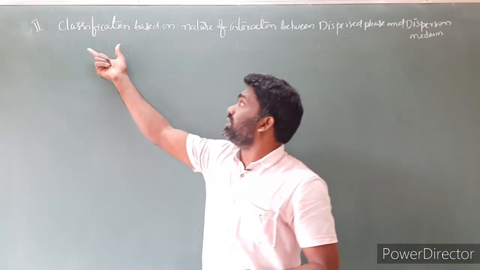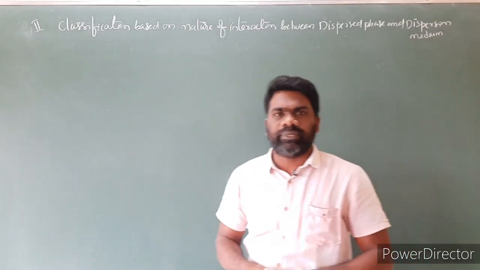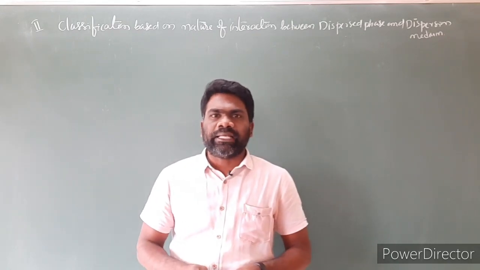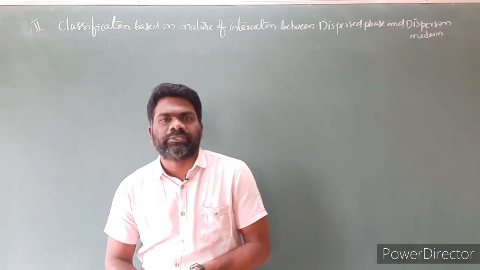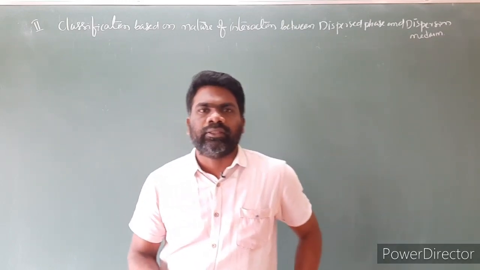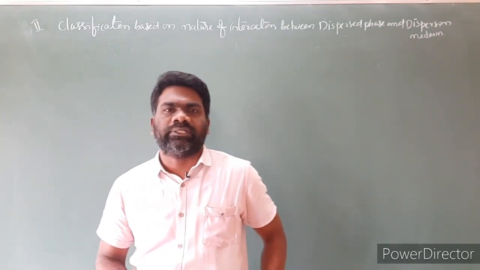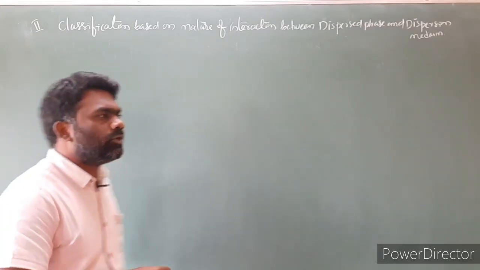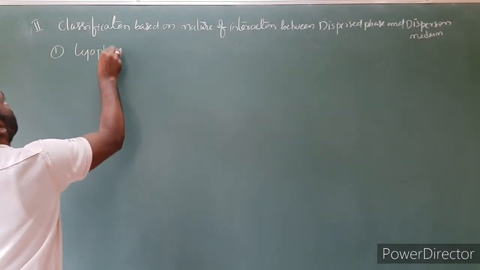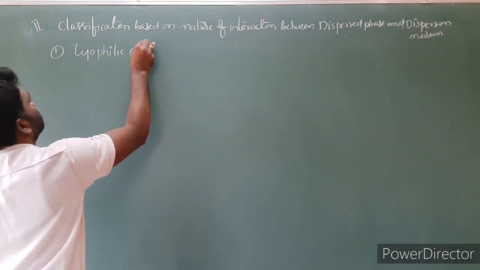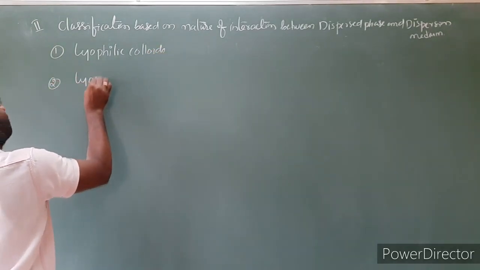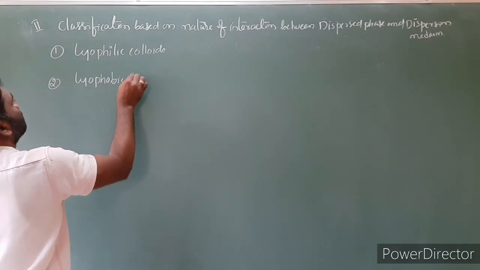Next, the second one: classification based on the nature of interaction between the dispersed phase and dispersion medium. Based on this interaction, colloids are classified into two types. The first one is lyophilic colloids and the second one is lyophobic colloids. Let us write them. The first one is lyophilic colloids. The second one is lyophobic colloids.